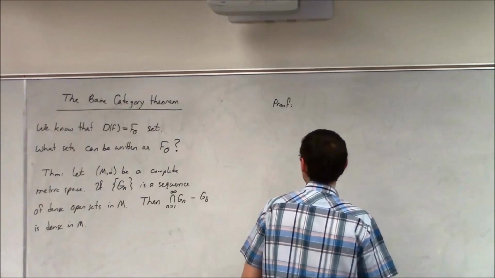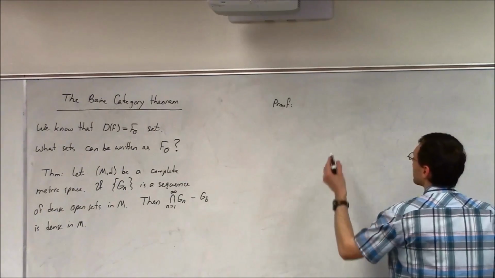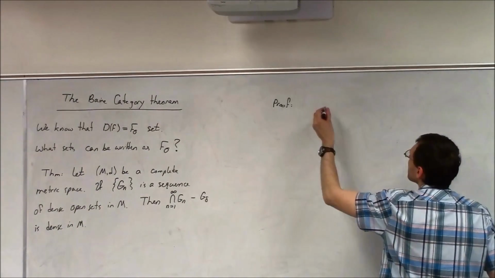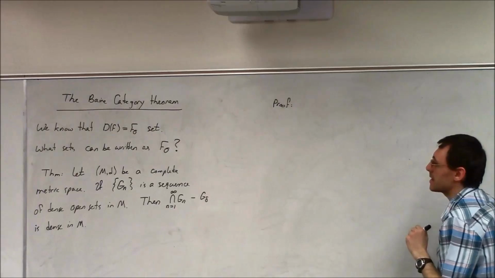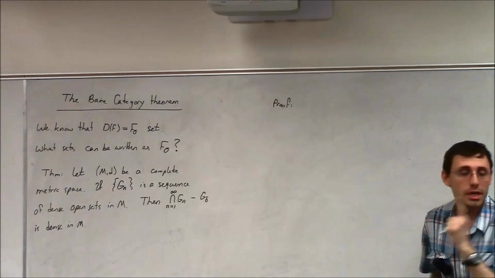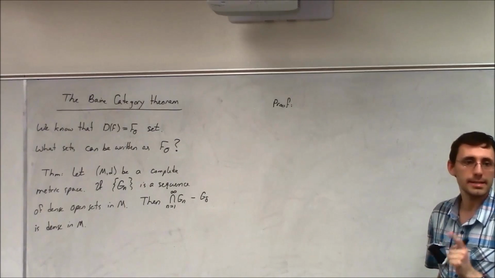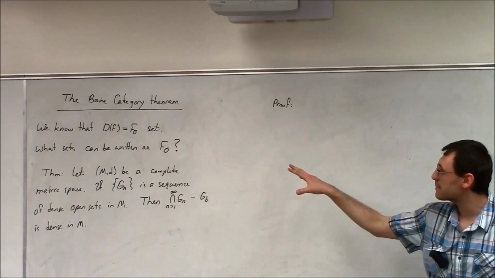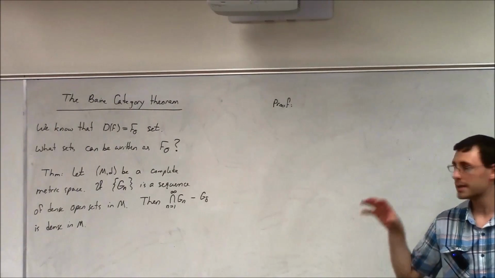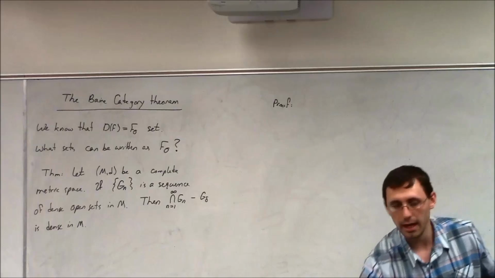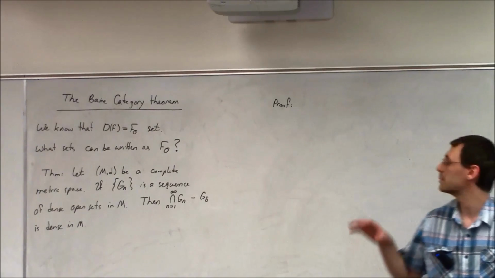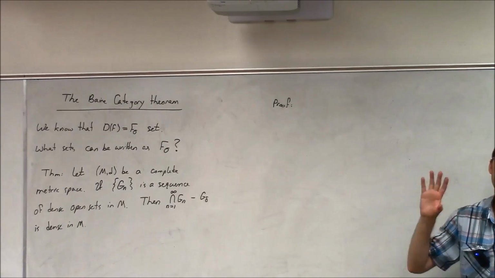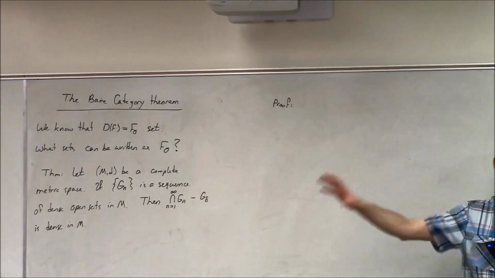So let's try to prove this. The proof is really just a very simple picture. How do you show that something is a dense set? My goal is to prove that this intersection, which is not necessarily open, is a dense set. That means that every element in this metric space M is either an element of this intersection or is arbitrarily close to an element in it. So it touches every element in M.